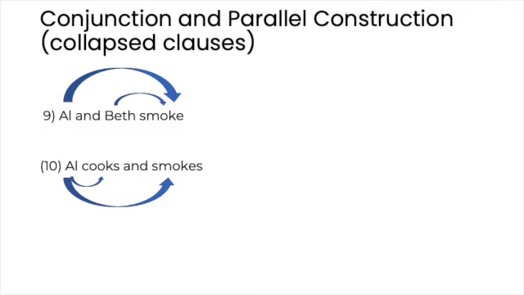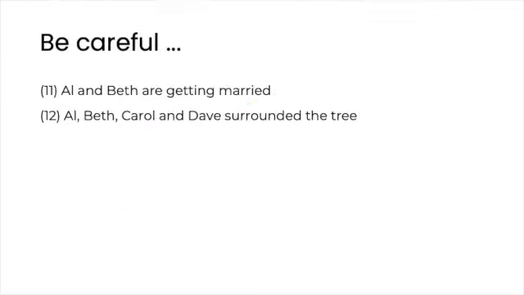So both 9 and 10 are examples of what we call parallel construction, in which, as it were, two clauses are collapsed into one. However, when symbolizing into SL, we must exercise judgment, as some sentences that superficially resemble 9 and 10 are not actual examples of parallel construction. Example: "Al and Beth are getting married." Or 12. "Al, Beth, Carol, and Dave surrounded the tree."